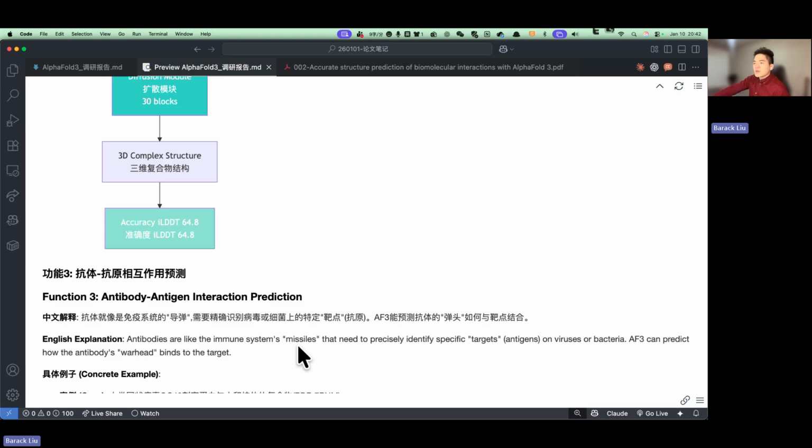Feature 3, antibody-antigen interaction prediction. Antibodies are like the immune system's missiles that need to precisely identify specific targets, antigens, on viruses or bacteria. AF3 can predict how the antibody's warhead binds to the target.